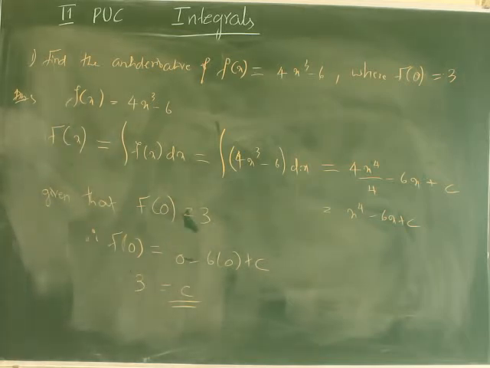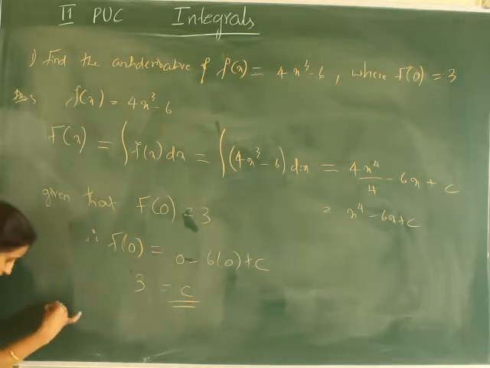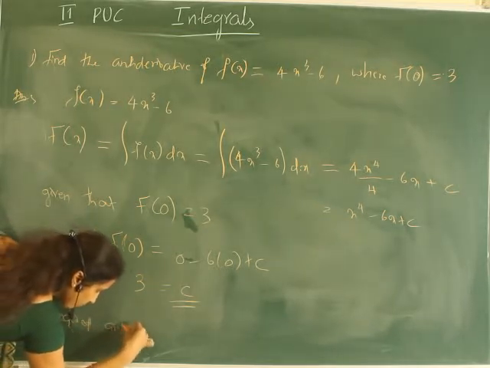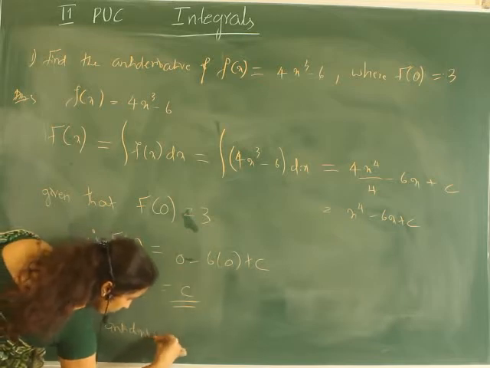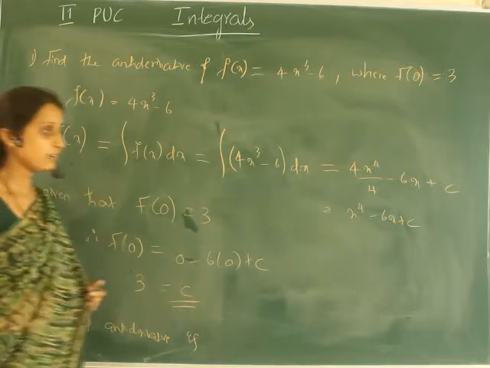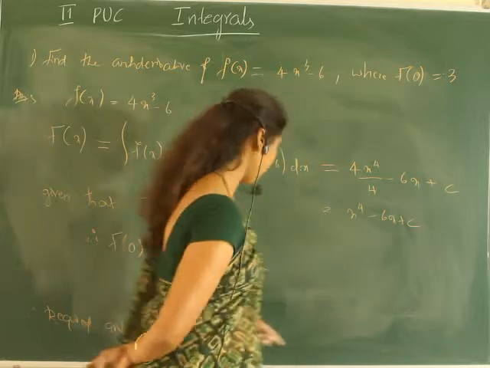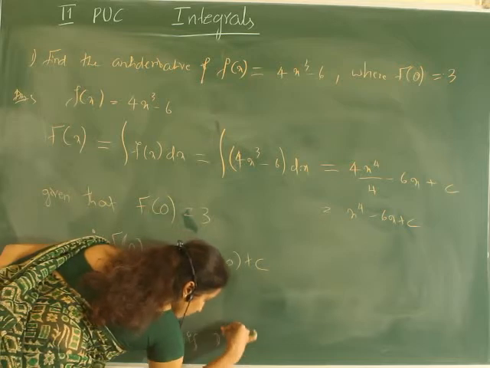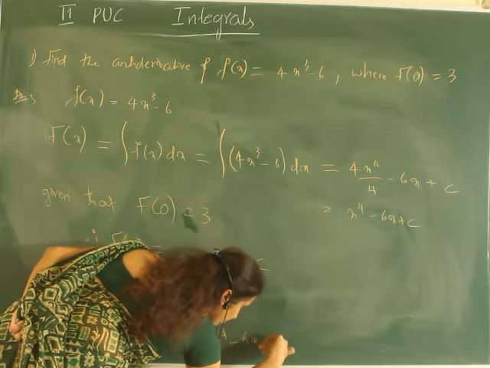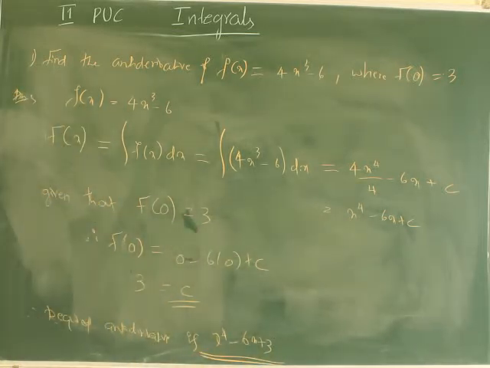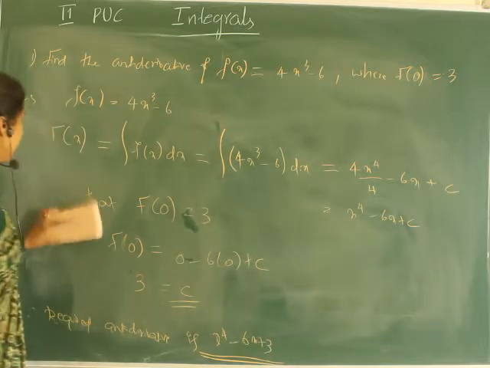Therefore, the required antiderivative is what? It is itself x power 4 minus 6x, but in place of c we have to replace 3. So it is x power 4 minus 6x plus 3. X power 4 minus 6x plus 3. So this is the answer when the value is given.